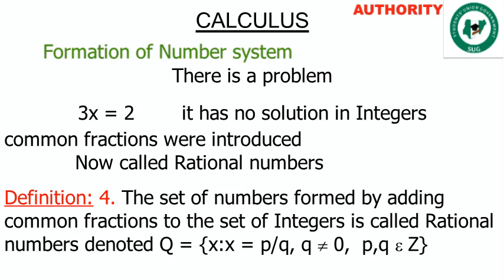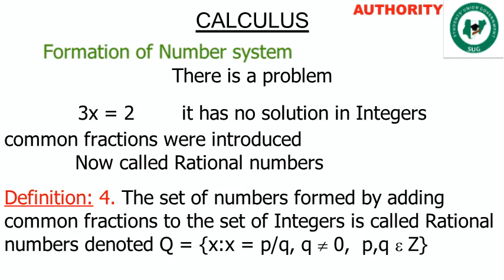And then P, Q are what? Integers. P and Q, they are integers. And you understand what we mean by integers, right? Good. So we have formed another set of number system, and this number system is called rational numbers.